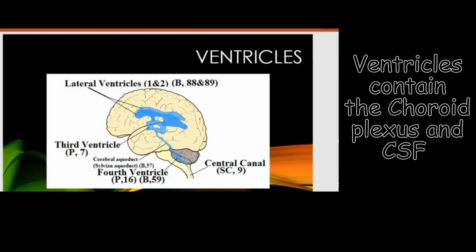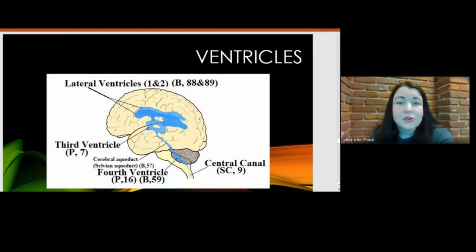The ventricles are very interesting because they have a structure known as the choroid plexus. The choroid plexus is going to produce something known as cerebral spinal fluid. We often call it CSF. CSF is going to be a clear fluid that then bathes the brain as well as circulates through these 4 ventricles. These ventricles are just chambers or cavities.